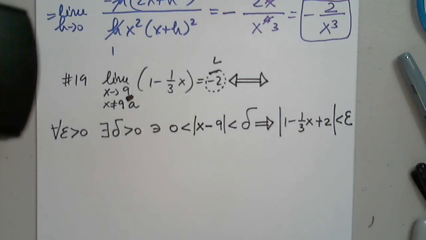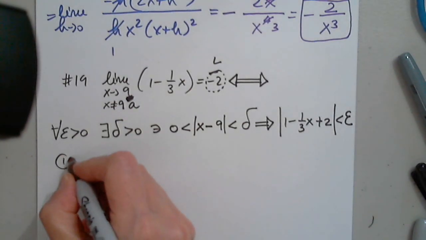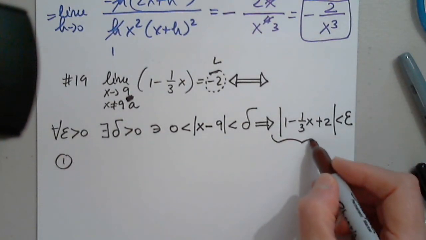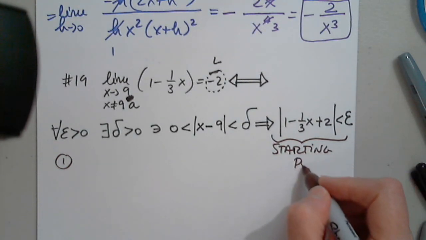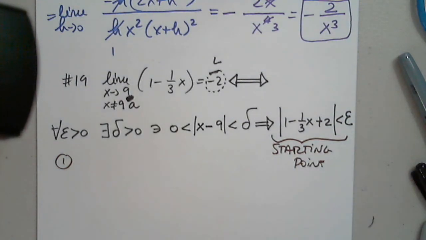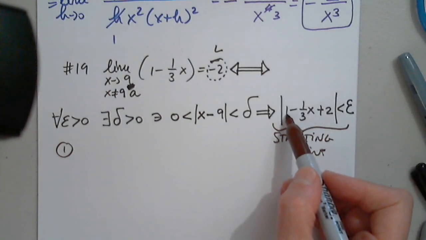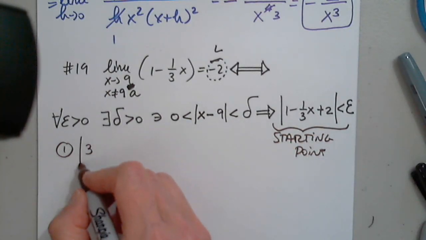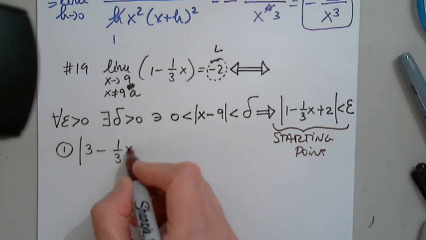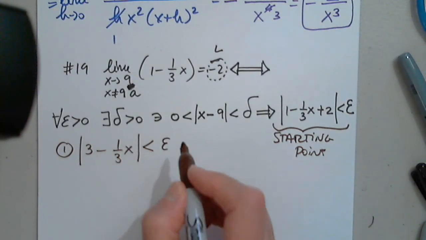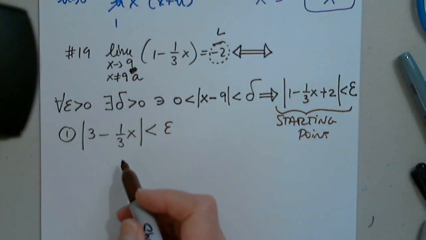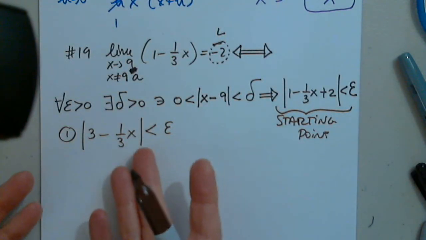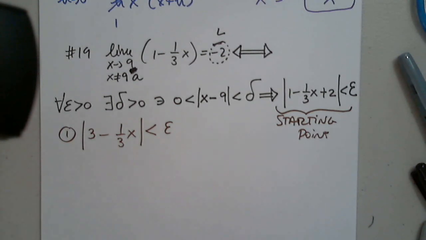Okay, first step, we start here. This is the starting point. Of course I'm going to say 1 plus 2 is 3, absolute value of 3 minus 1/3 x less than epsilon. Looking at this inequality, what should I do? What do you think we should do here? Just a wild guess.